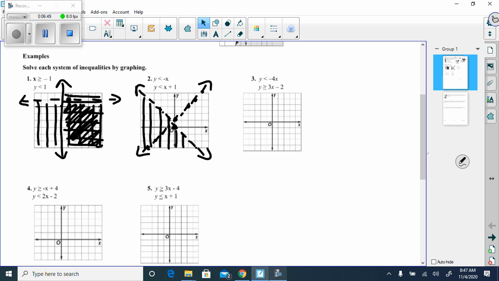Okay, and should I be shading above or below? Below. So I'm going to shade everything underneath this line. Okay. So now I'm just looking for where it's double shaded, which would be this little area right here, right? So make sure that that part is darker.